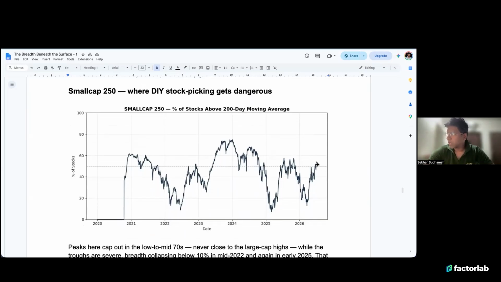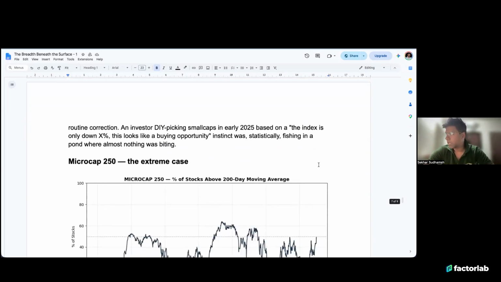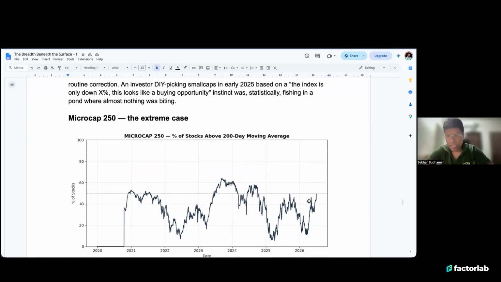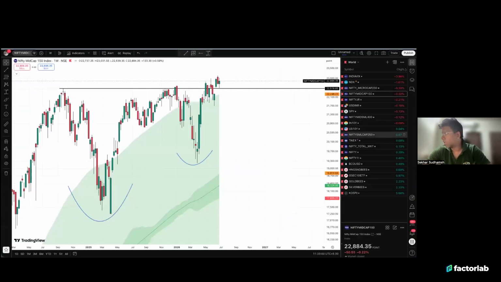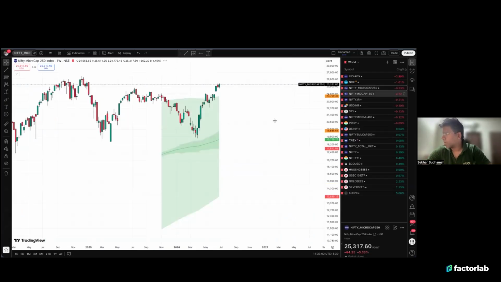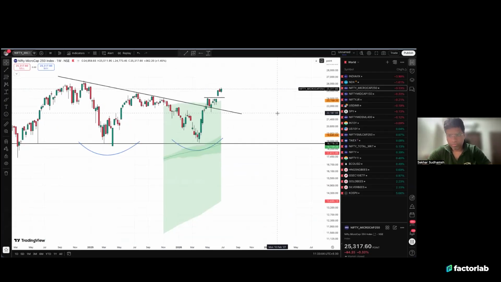Now, the same is the case with small cap. Again, they're hovering in the 50% range. Even the micro cap is struggling to actually get to the 50% range. Even though we saw that the micro cap index is doing well, the breadth is poor. Only a few stocks are rallying so massively hard. And that's the reason, if you see, there are a few good stocks which are doing phenomenally well.